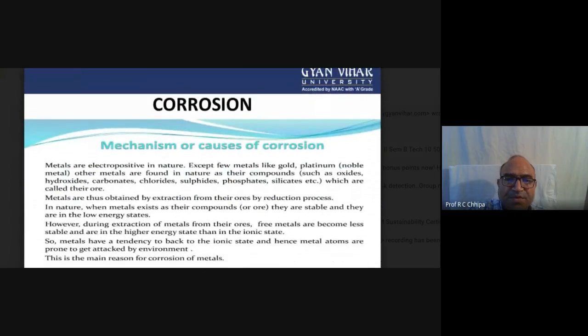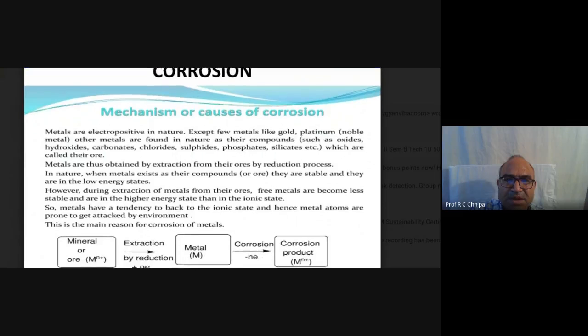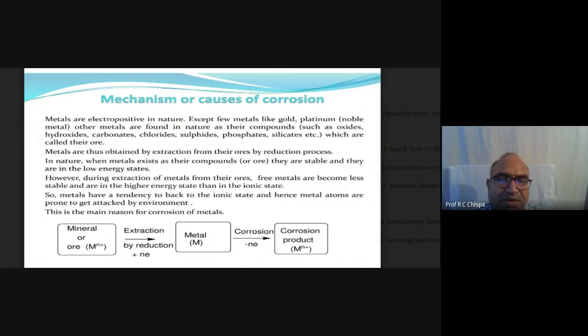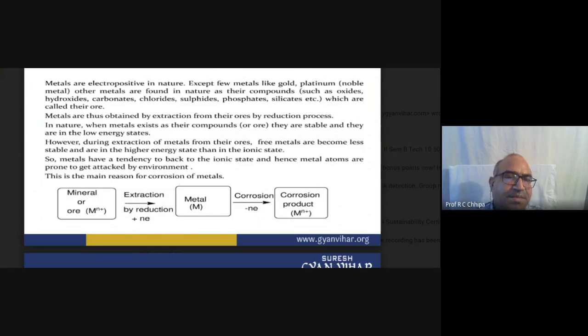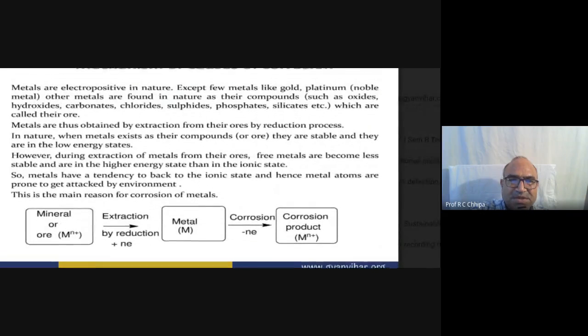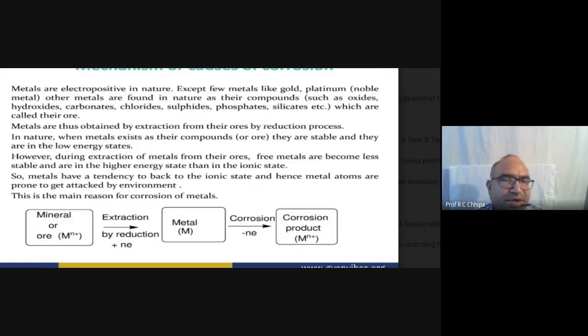So here we can discuss the mechanism or causes of corrosion. Metals are electropositive in nature. When we see the periodic table, the metals are electropositive in nature. Why? You can see on the left side a number of metals in the periodic table: sodium, potassium, magnesium, calcium.